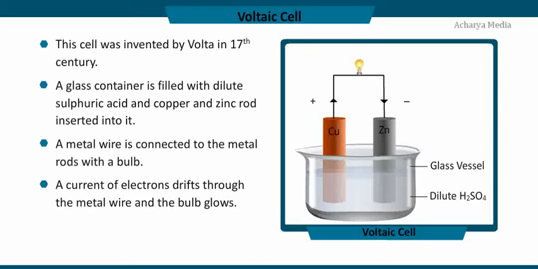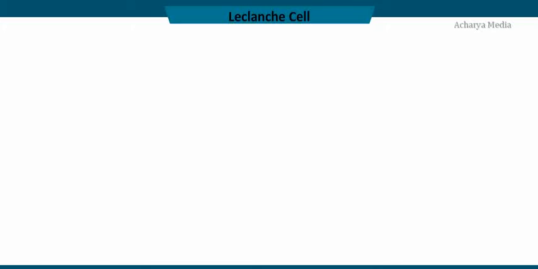In this cell, the chemical energy contained in the container is converted into electrical energy. It can produce a voltage of 1.08 volt. We have learnt about the Voltaic cell.